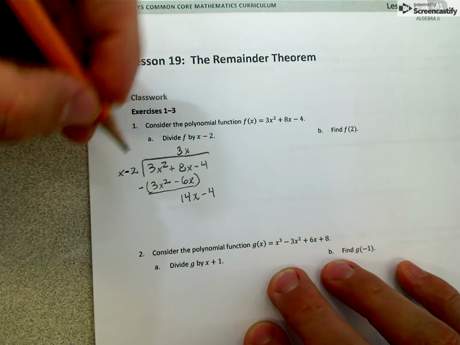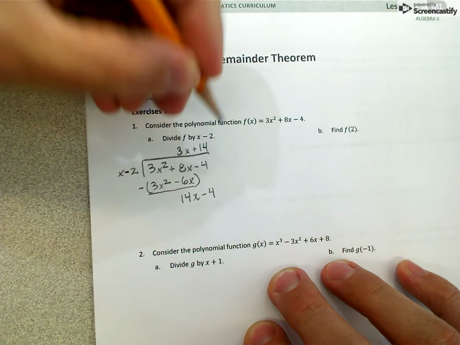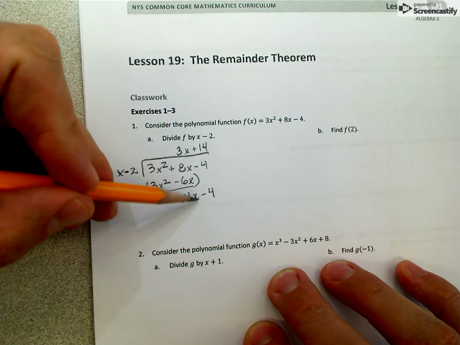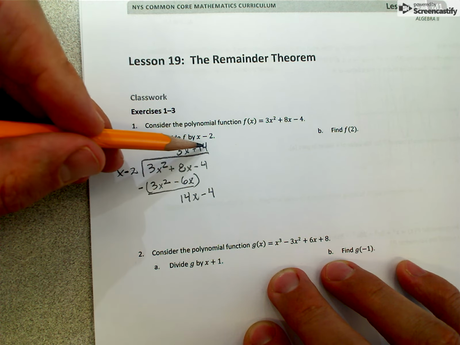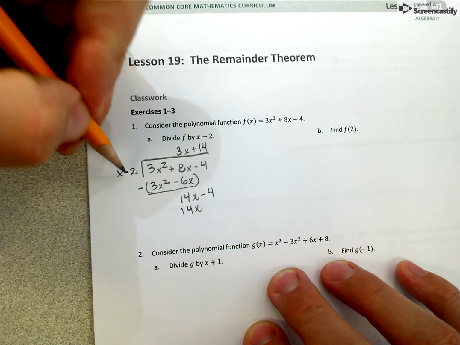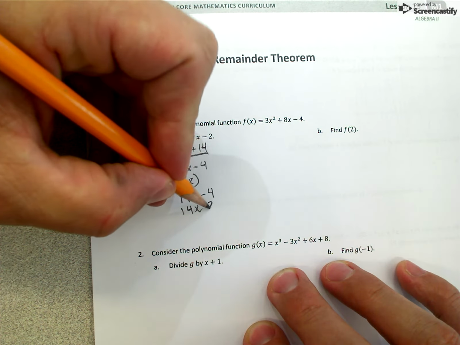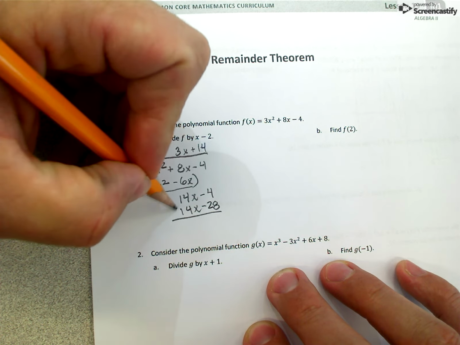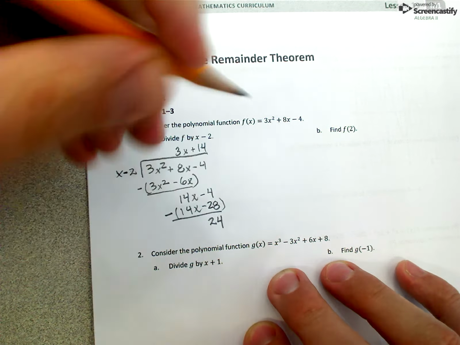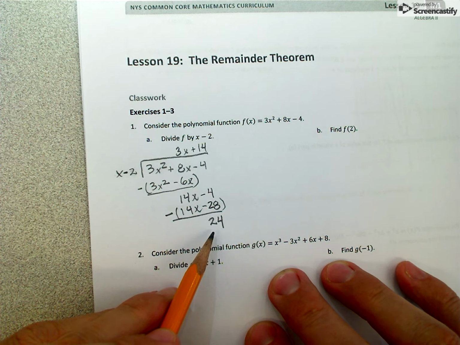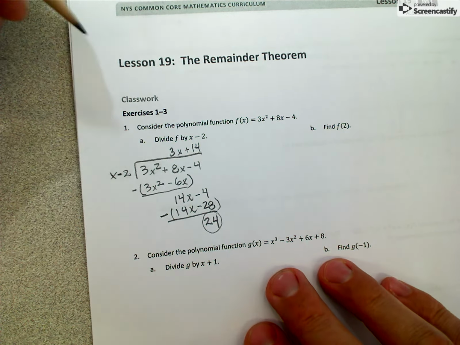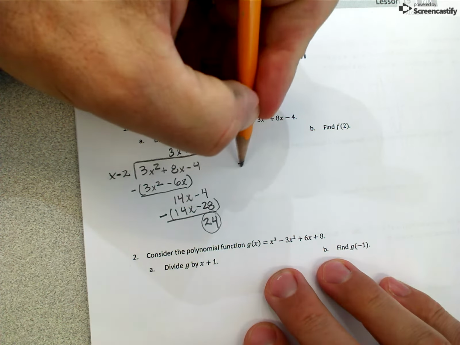Now I have to multiply this leading term by 14 in order to cancel this out. So let's see what happens. 14 times x, 14x. 14 times a negative 2, that's negative 28. Now when I subtract, I actually end up with this remainder, 24. Okay, so what do we do? Let me just write out the problem.